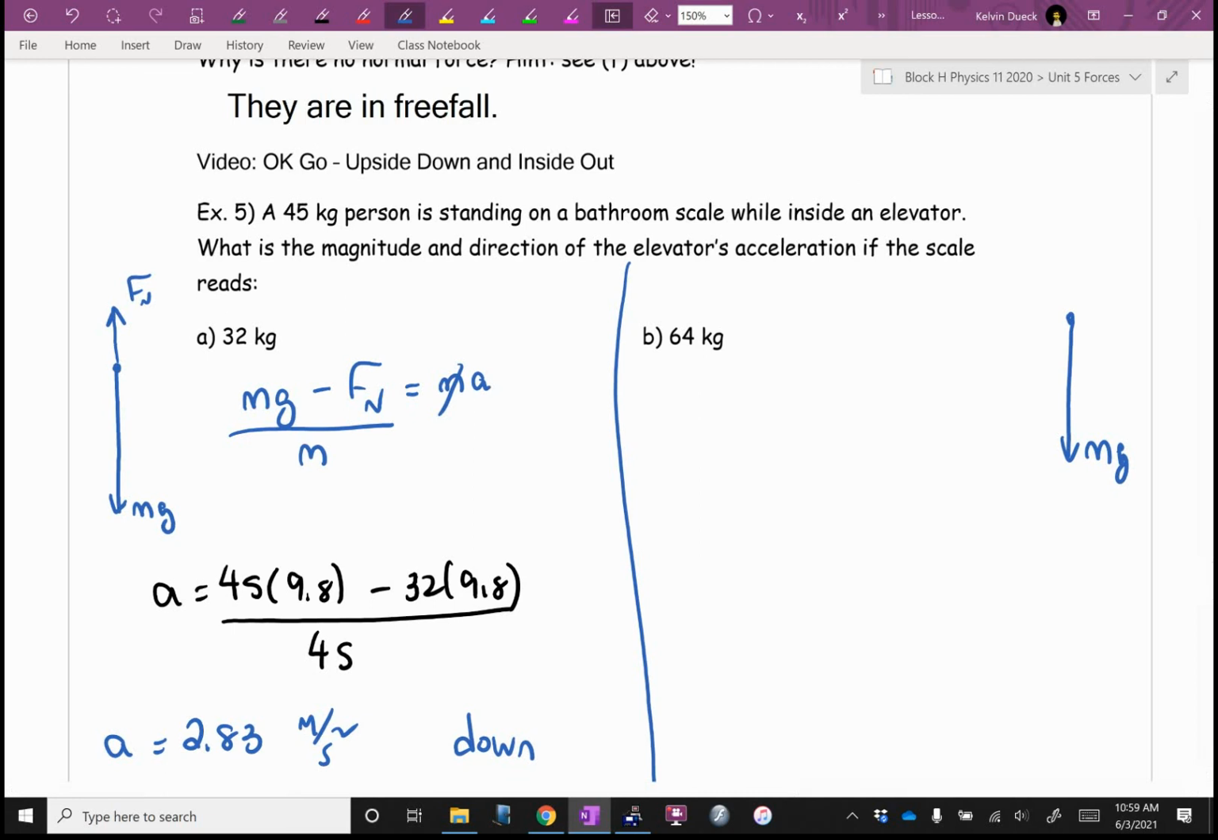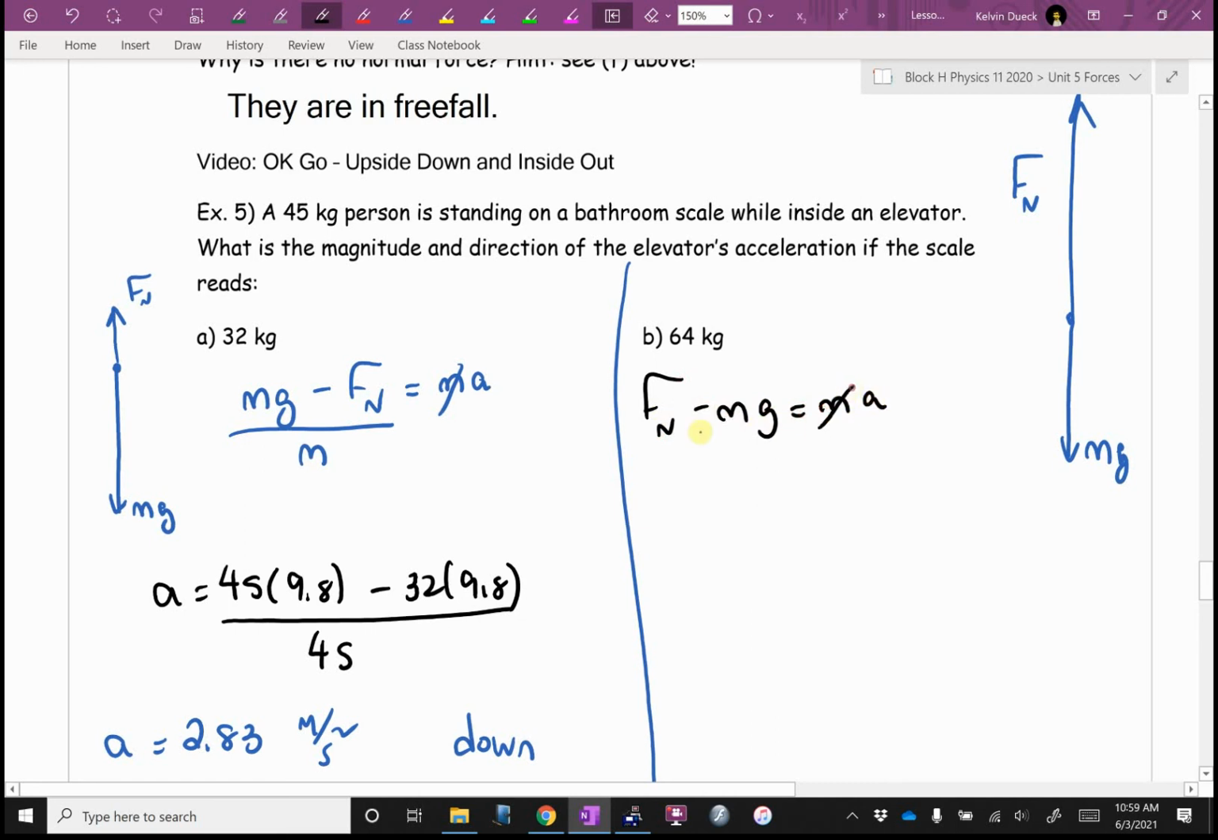Which way are we accelerating in the elevator then? I'll exaggerate it so it catches my eye. That number wins. It's winning. Who's winning? FN. Who's losing? MG equals MA. What am I trying to find? A. Get the A by itself, Alex's theorem. How do I find the normal force? Well, a scale measures normal force but converts it to kilograms. So it's going to be 64 back to newtons and then minus 45 times 9.8.